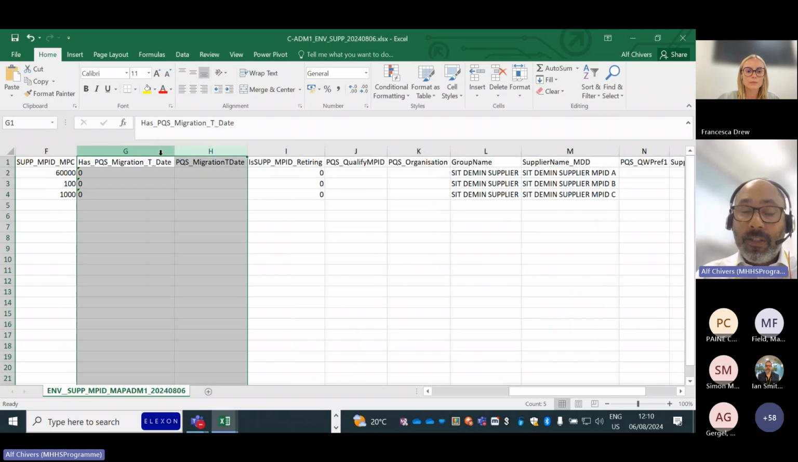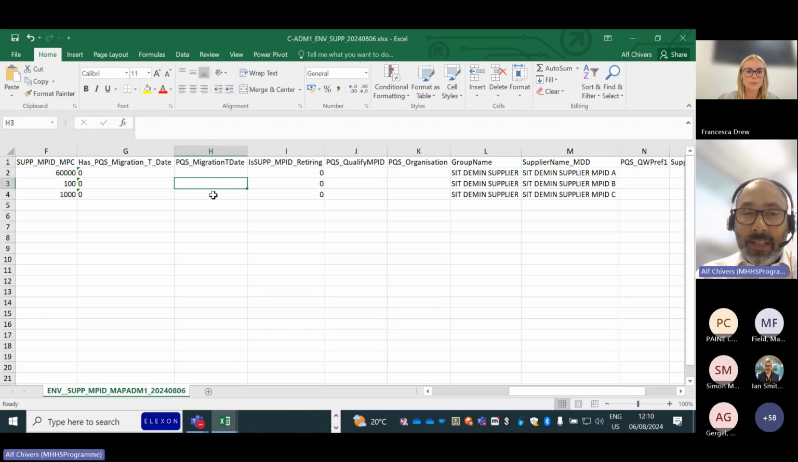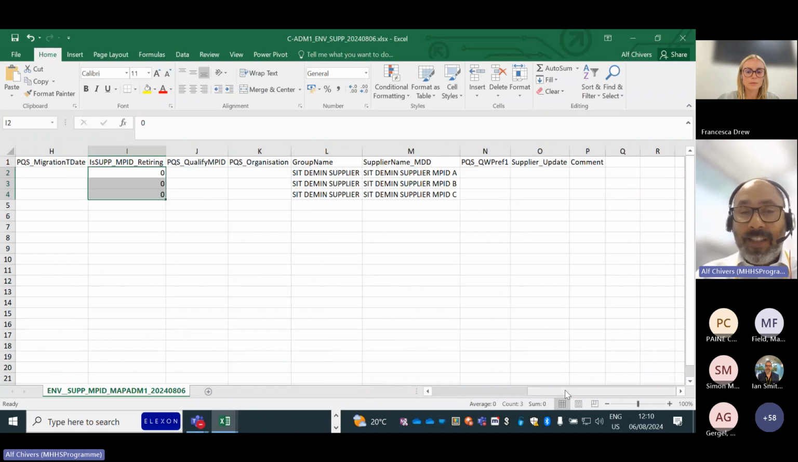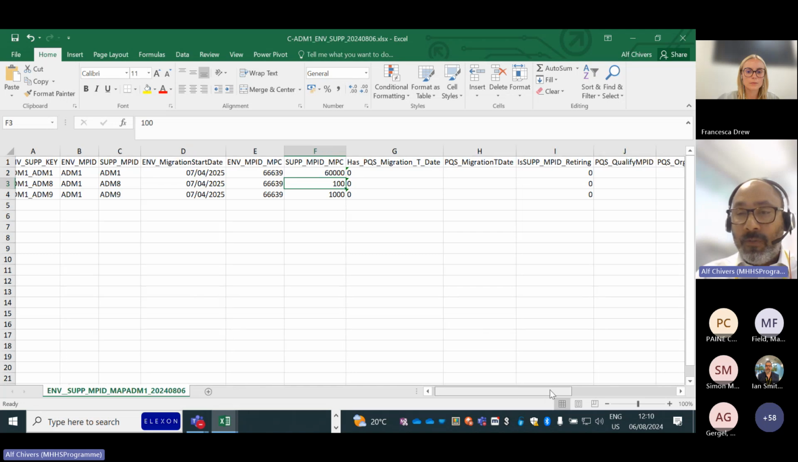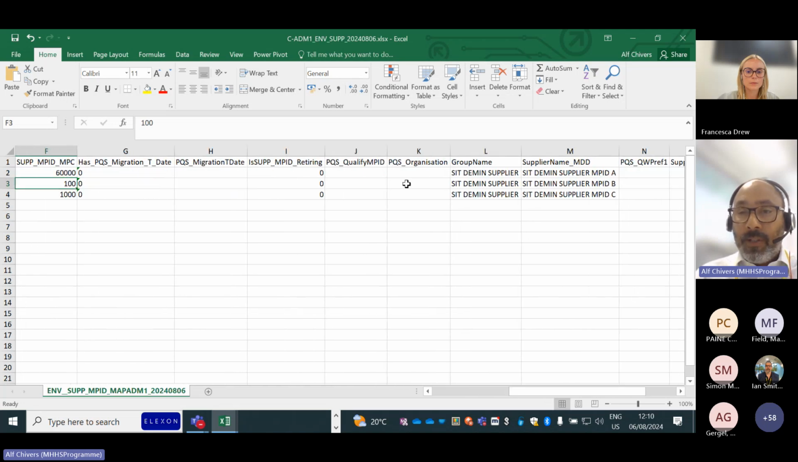For the de minimis supplier that starts in October, we shall see that those dates are populated, and that's the information we've got from PQS that we provided in here. And also, furthermore, if you've indicated that the supplier MPID is retiring. Even if that's the case, we understand that there may be a portfolio, a number of MPANs still against those retiring MPIDs that do need to be shuffled across prior to migration or even during migration.